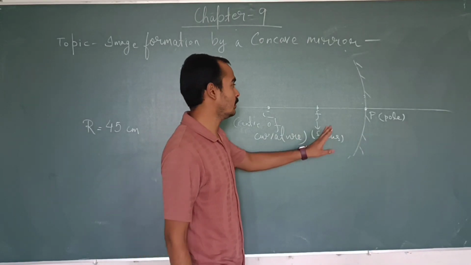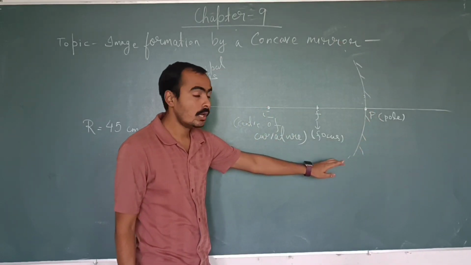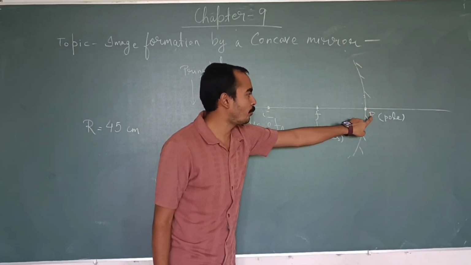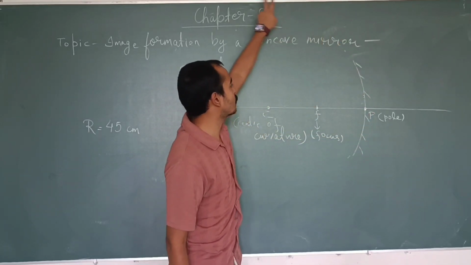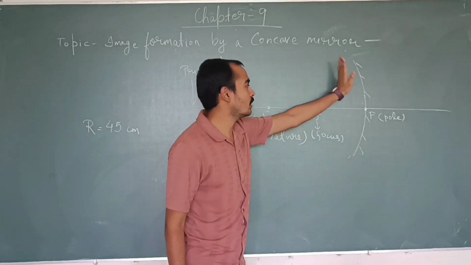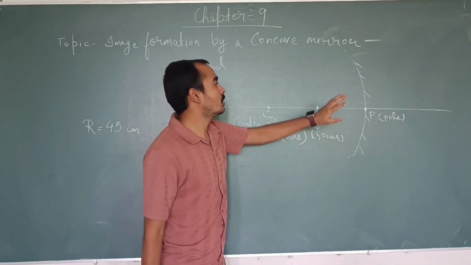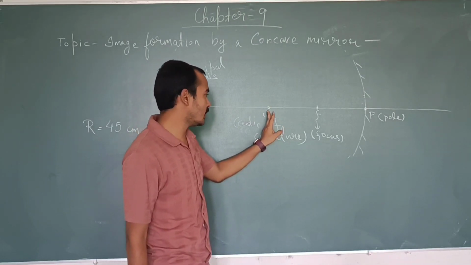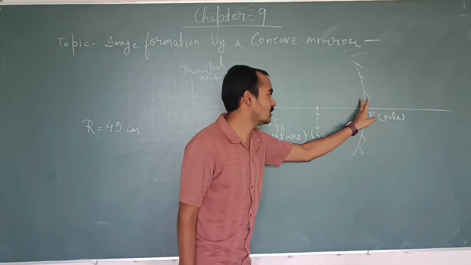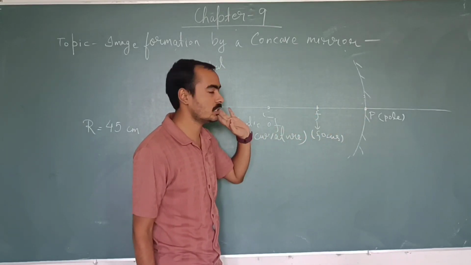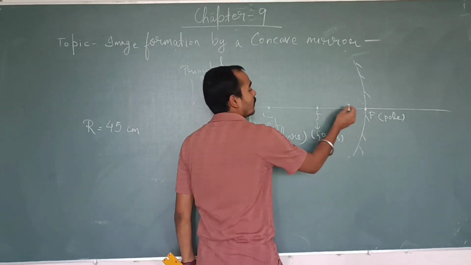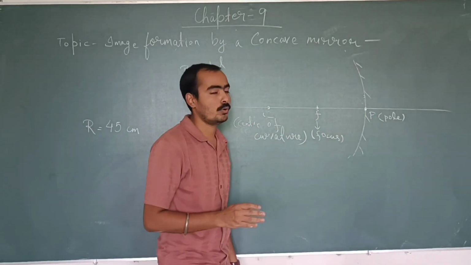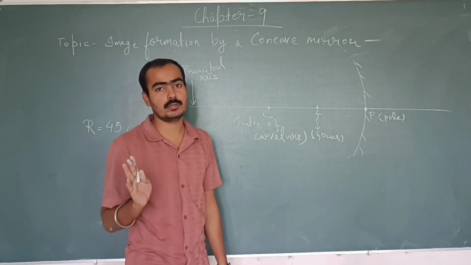So I am just repeating again. This is the concave mirror. The midpoint of that curvature is called the pole, and the center from which this concave mirror is cut out, since the concave mirror is a part of a sphere, the center of the sphere is called the center of curvature. The distance between the center of curvature and the pole is called the radius of curvature, and the point between them is known as the focus.